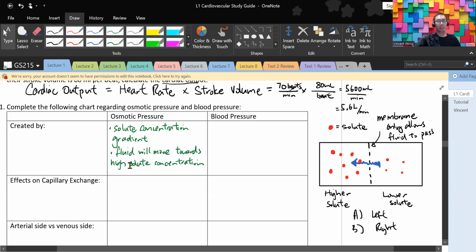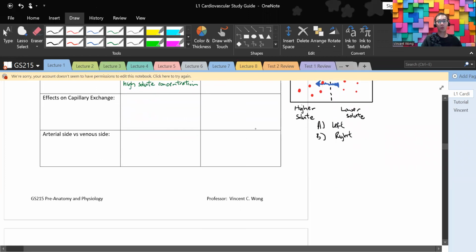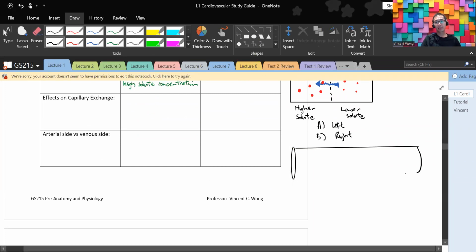So the effect on capillary exchange, what does it do, right? I'm going to come down here and draw another picture. There is your capillary. And it's going to be a little bit leaky, so fluids can actually move in and out. Not blood. The blood cells will remain within the vessel, but the water component can move in and out. This end we will call the arterial end, the end that is connected to the arteries, and this would be the venous end.